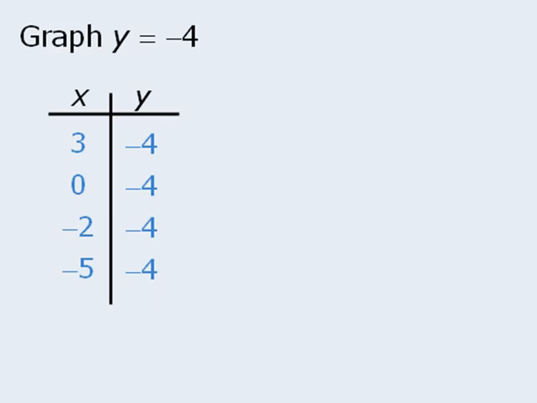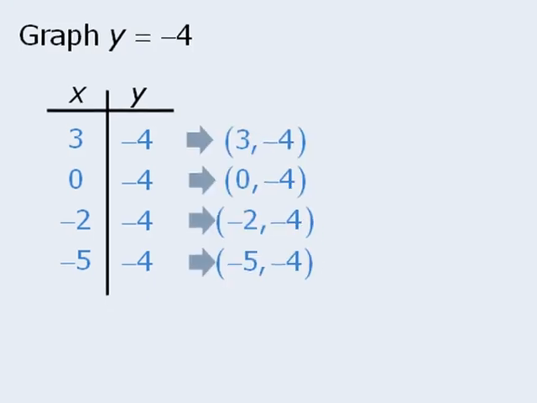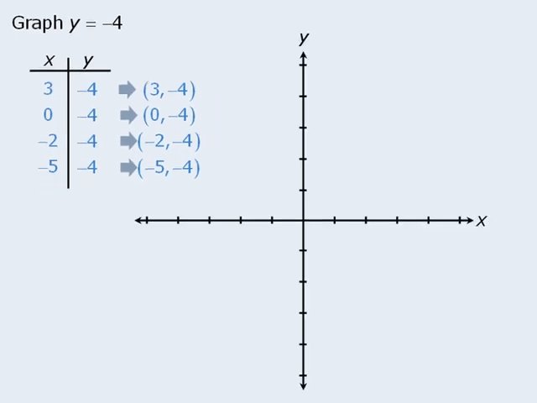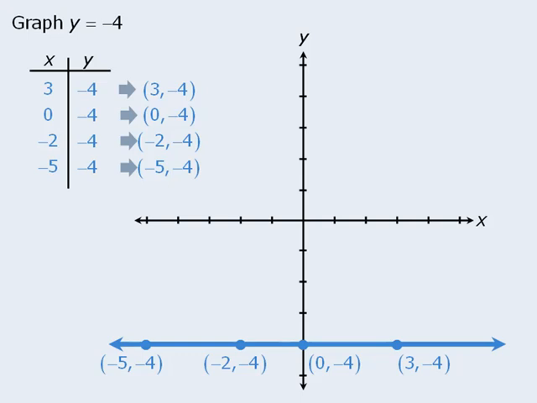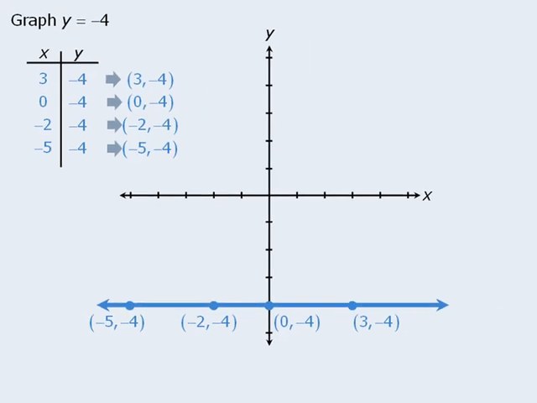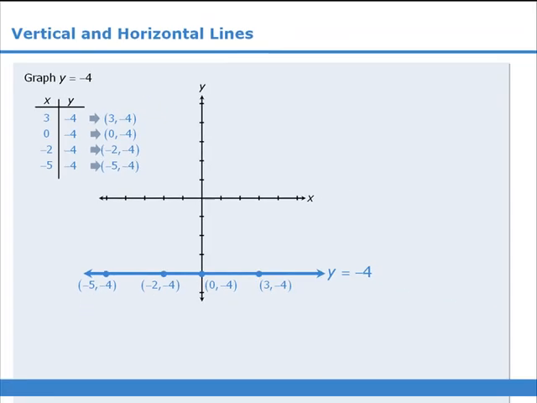From here, we will convert the solutions to individual points so we can add them to our xy plane. When we connect these points, we get a line, and this line is the graph of the equation y equals -4. So the graph of the equation y equals -4 is a horizontal line such that all points on the line have -4 as their y coordinate.